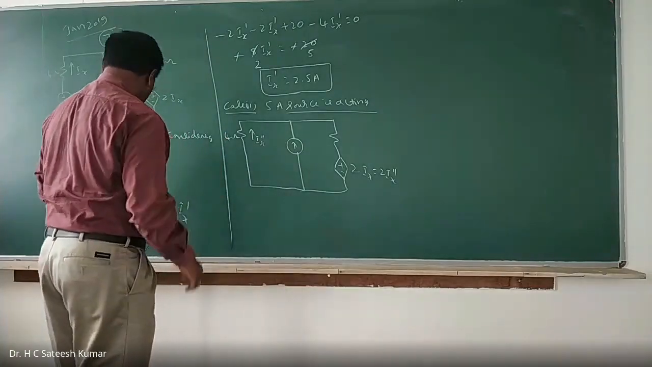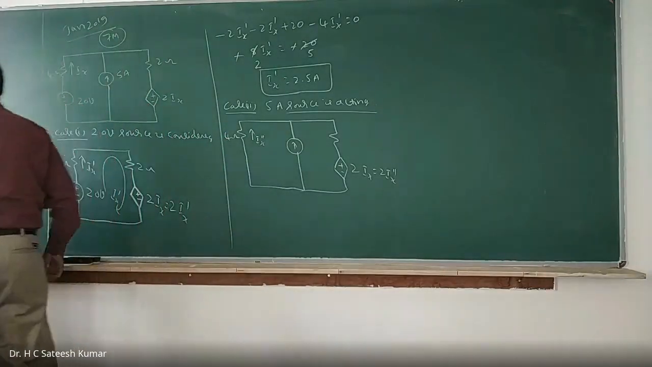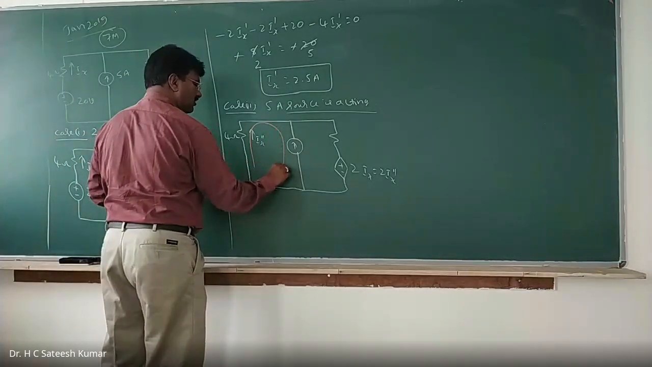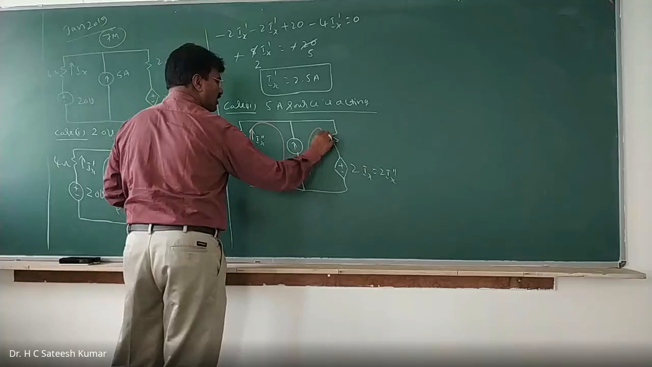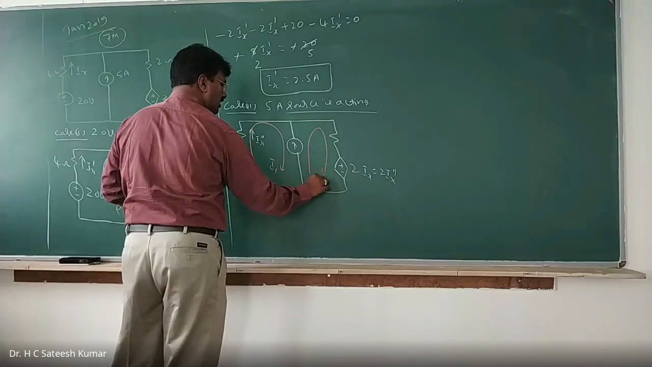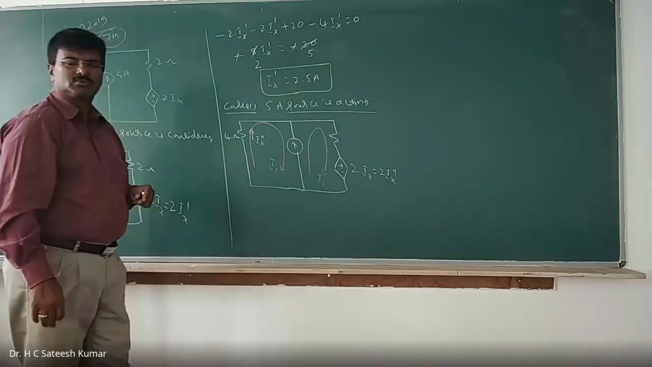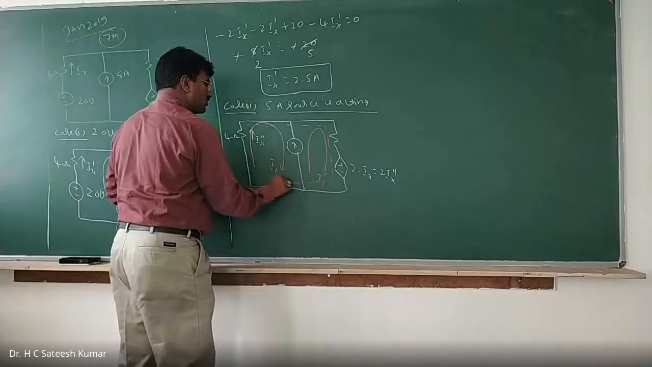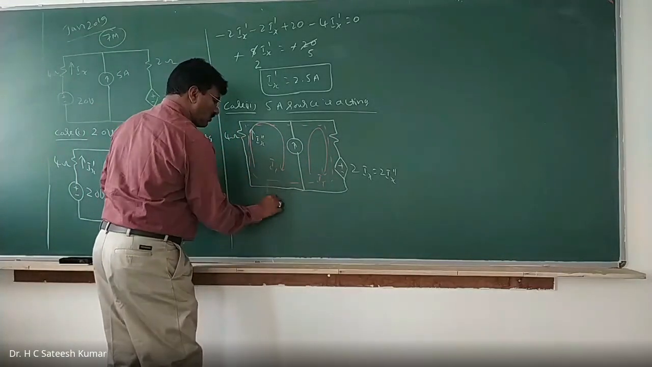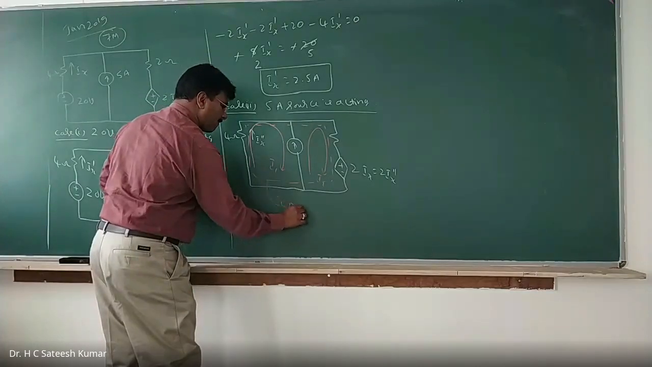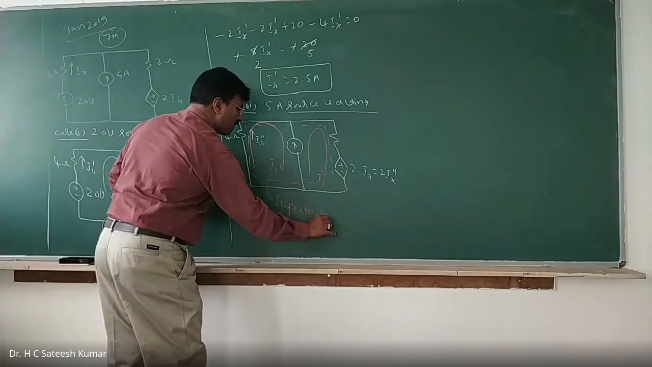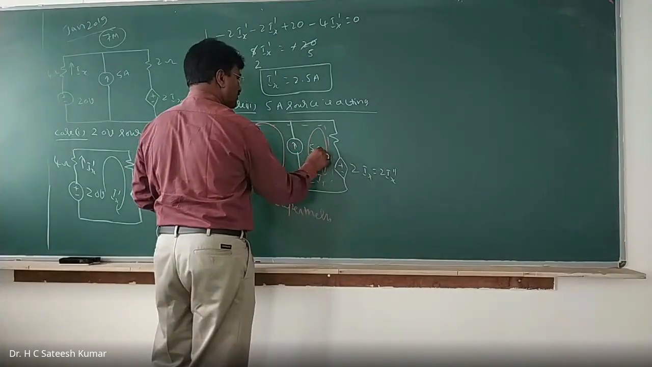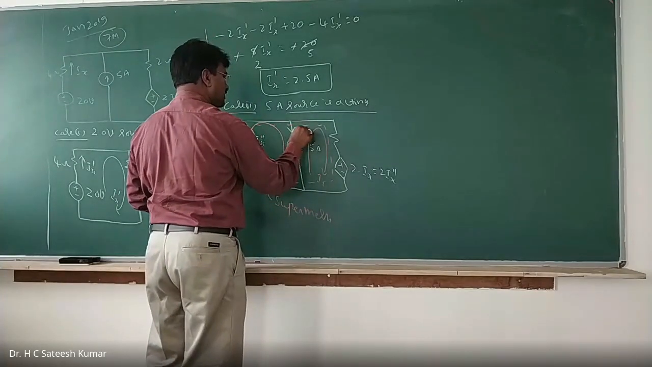Okay. Now you apply the KVL. Now you see this, let us say, called as I1. This one you call it as I2, and the current source is common between two meshes. Therefore, there is a super mesh. This is super mesh, and this one is 5 amps, and this current is I1 minus I2.